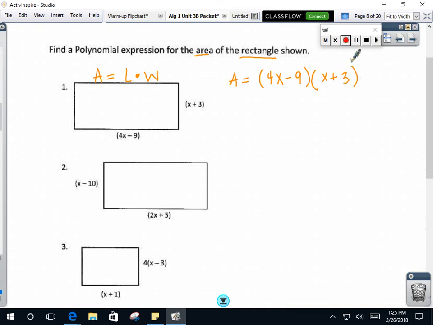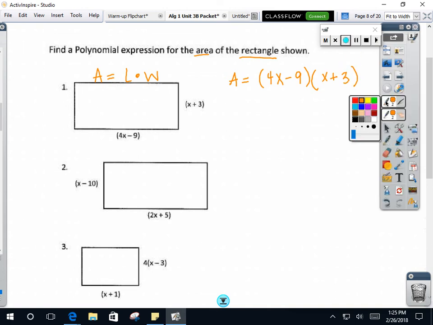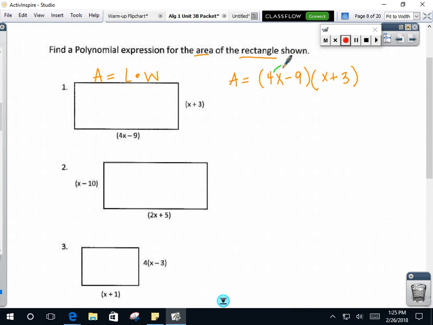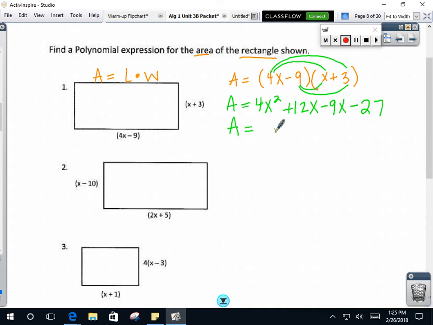How do you multiply two binomials? You distribute. 4x times x is, 4x times 3 is, negative 9 times x is, and negative 9 times 3 is. Now we need to simplify it by combining like terms. 12x and 9x are both just x to the first power. So they can be combined and you subtract them, which yes will become a positive 3x. And so that's your area, you're done.